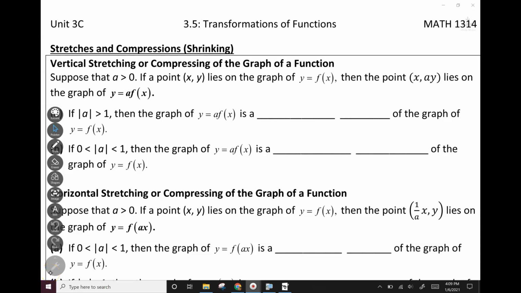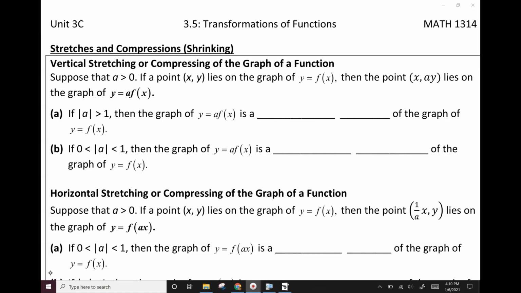Right, this is 3.5 part 3. We're going to be looking at stretches and compressions and then kind of putting everything together that we've gone over in the last few videos. So, vertical stretch or compression of the graph of a function.